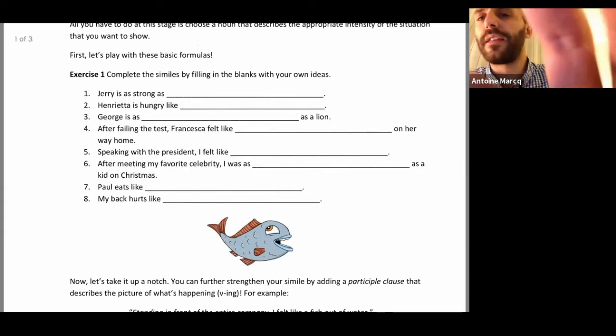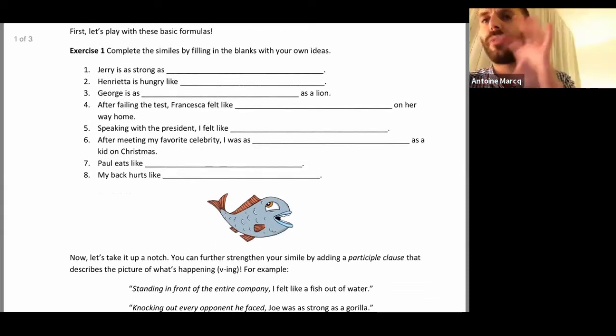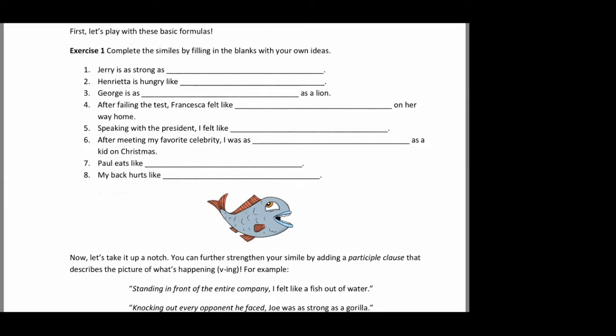Mm-hmm. So in this P1, I highly recommend doing similes and metaphors before flowery language, because in this one, we go more basic. You see exercise one, complete the similes by filling in the blanks with your own idea. Jerry's as strong as, Henrietta is hungry like, oof. What do you think? Henrietta is hungry like? A wolf. A wolf. Like a horse. Like a horse?